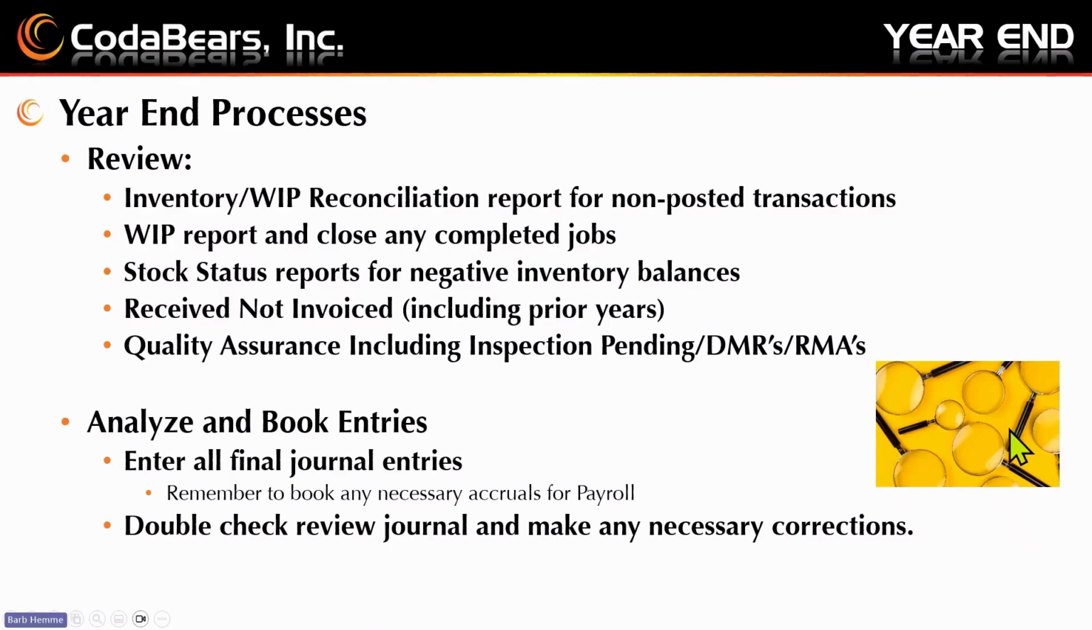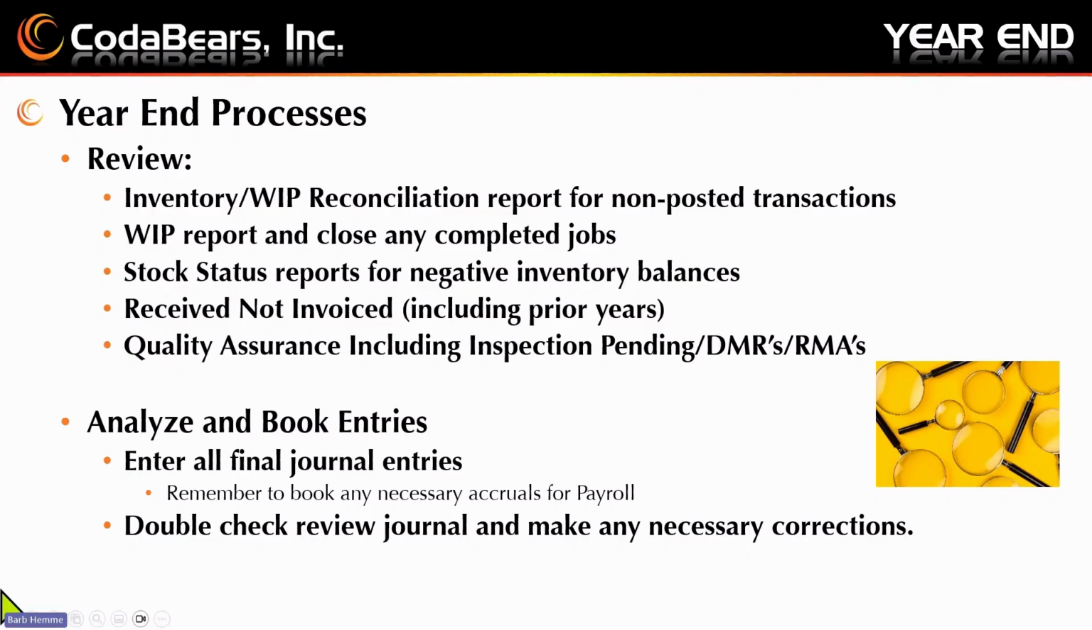After we get our tasks completed, we need to start reviewing the information out of the system. I would encourage you to start looking at this even as early as the end of November, beginning of December. When I used to do a fiscal year-end close, it became nothing more than a traditional month-end close because I would review all of this information ahead of time, make any corrections, so that all I was doing was looking at the December financials. So let's make sure that we publish that inventory WIP reconciliation report for non-posted transactions.